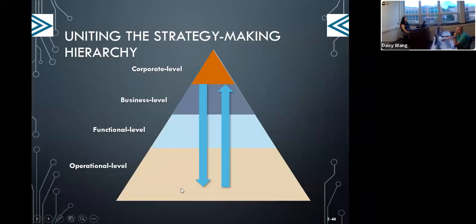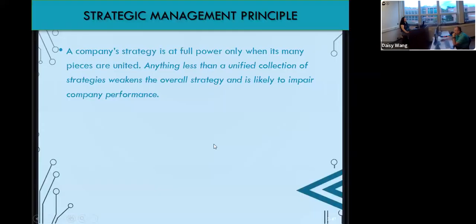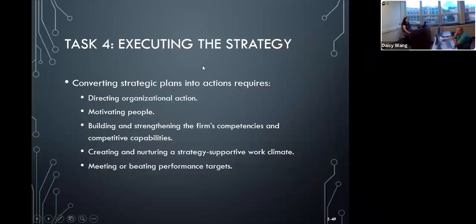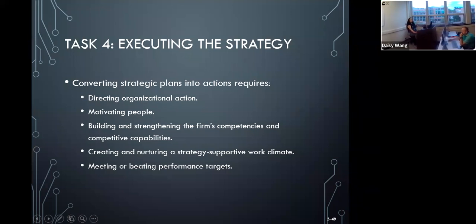So this is all that we want to make sure, you know, it will be consistent. And then the next thing is executing the strategy. Okay, so we convert the strategic plan to actions.